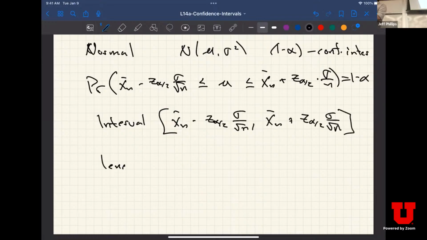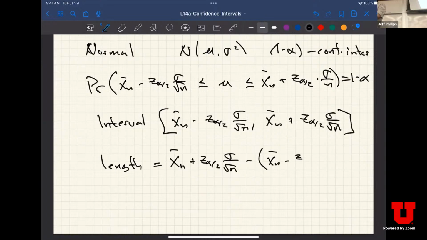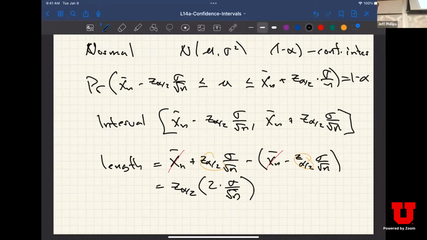So its length here is going to be the subtraction of one from the other, right? The length is going to be xn bar plus z alpha over 2 sigma over square root n, minus xn bar minus z alpha over 2 sigma over square root n. And so I can cancel these and factor this out. What I'm going to get is z alpha over 2 times 2 times sigma over square root n. Okay, so the length of the interval is going to get smaller by a factor of square root n as I get more samples.